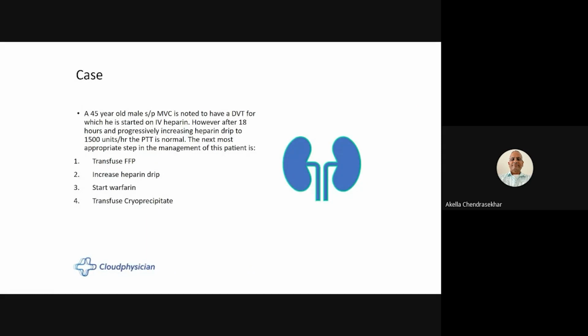You've got a 45-year-old male noted to have a DVT for which he is on IV heparin. After 18 hours, that is several rounds of testing, you've noticed that the heparin drip is now at 1,500 units, which is pretty high, and the PTT is normal. The most appropriate management here is give fresh frozen plasma, because that will replace your antithrombin 3. And you don't need to give many units, just 1 unit of FFP will solve your problem. So, something to keep in mind. Next slide.